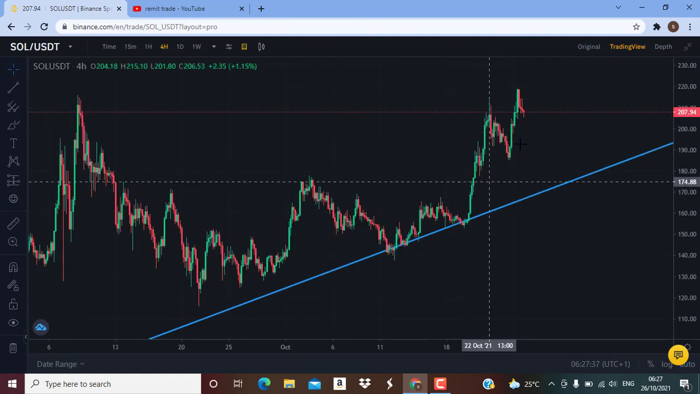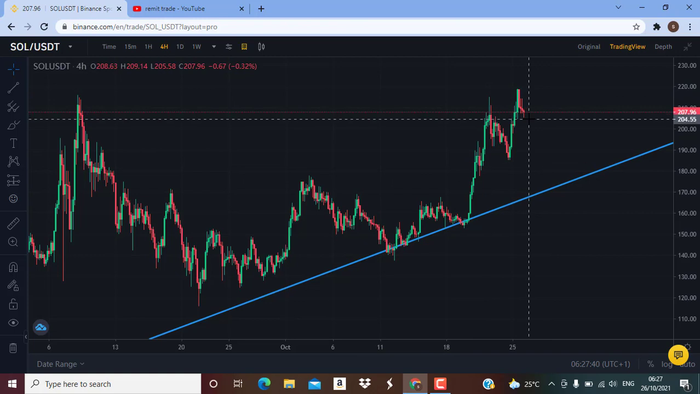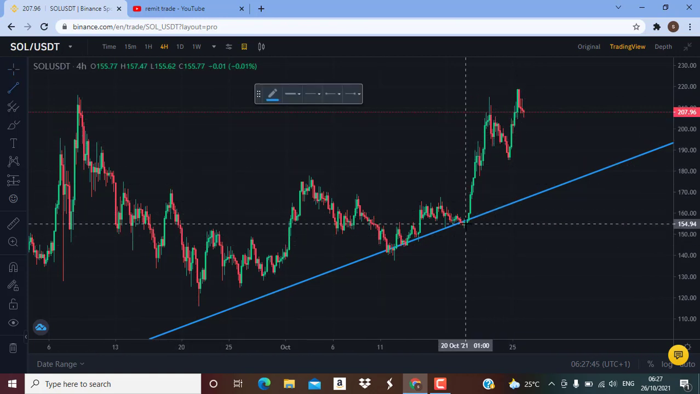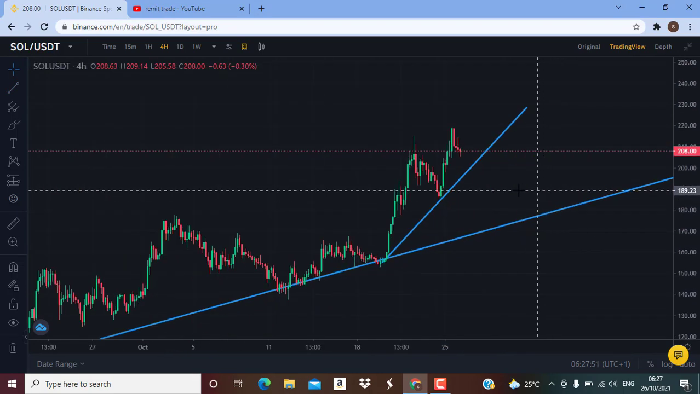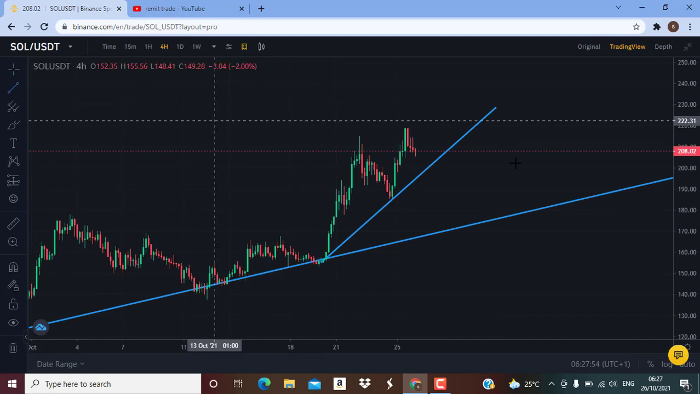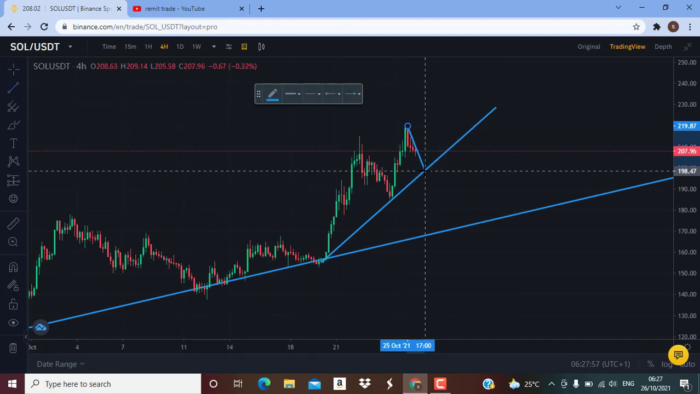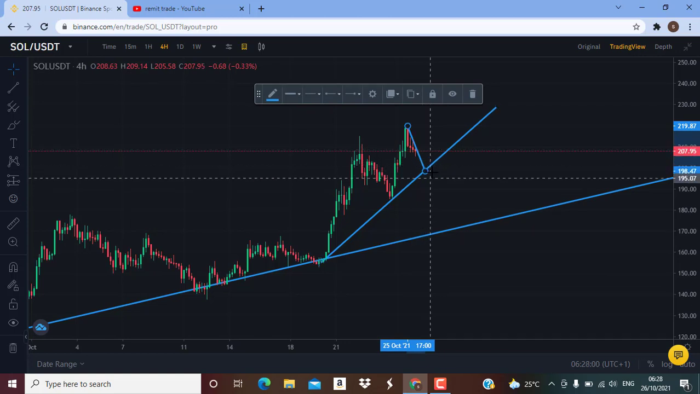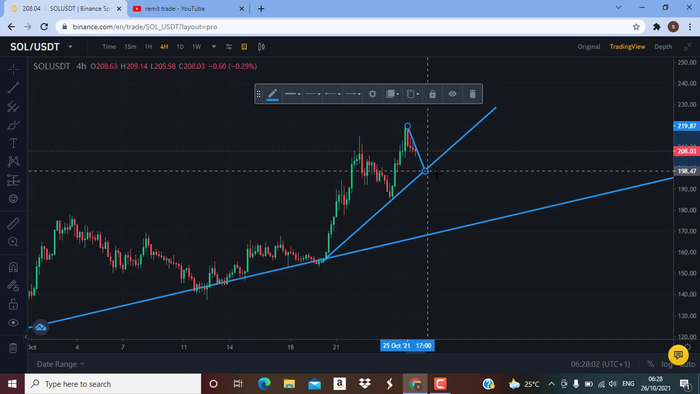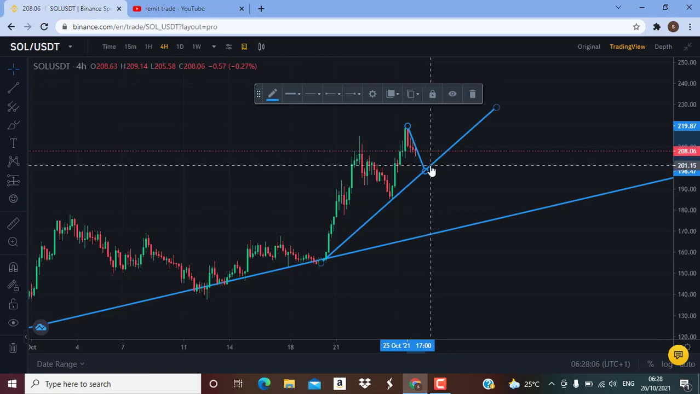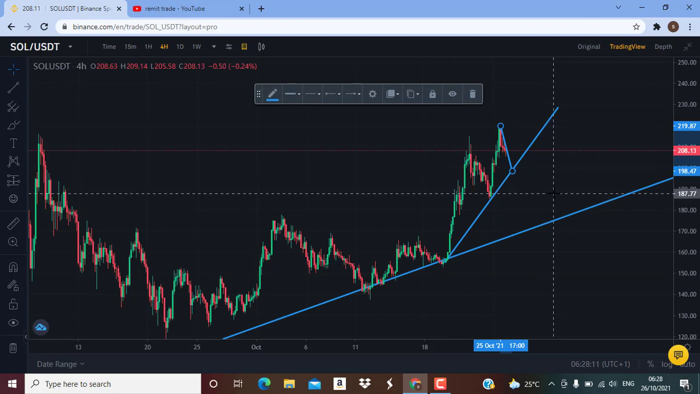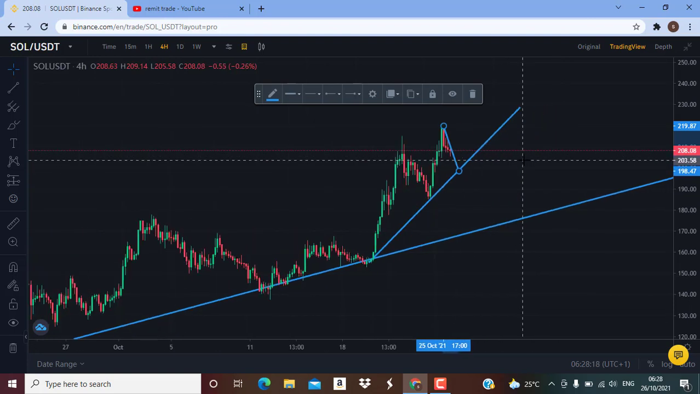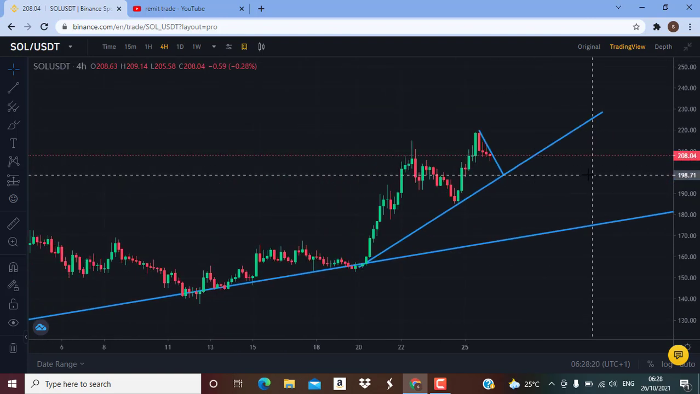On the 4-hour chart right here, we see the market is retracing right now. So my possible retracement target is from this area. I have to draw this trend line from this area to this area, and from here, I am expecting the market to go back down. If the market comes back to this level, I want to see the market go back up from here. And if you see a breakout on this trend line, which is a support line, then that means the market is going to go down, up to this point right there, the 187 level.